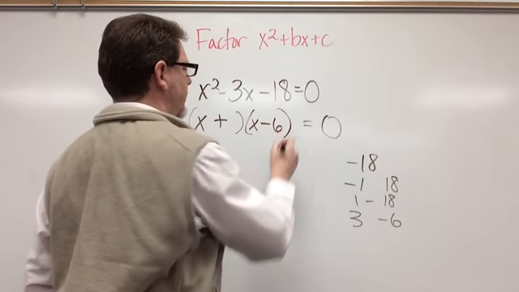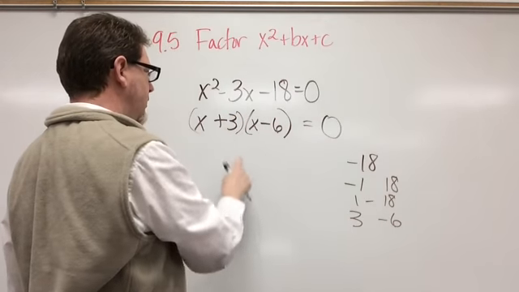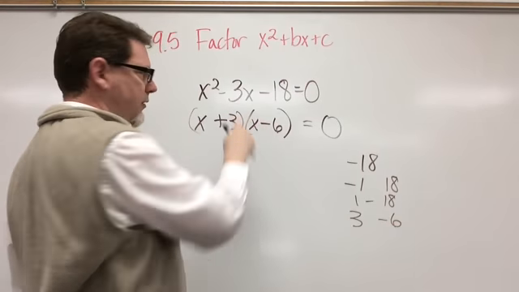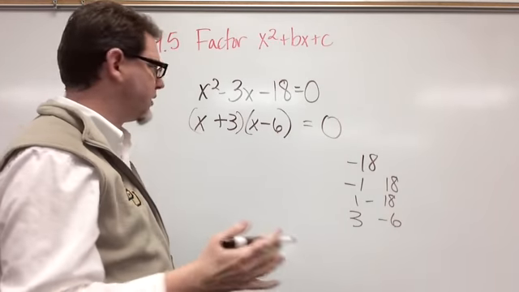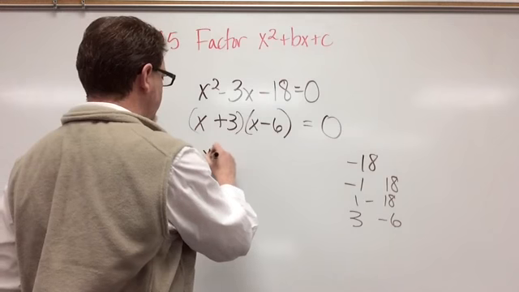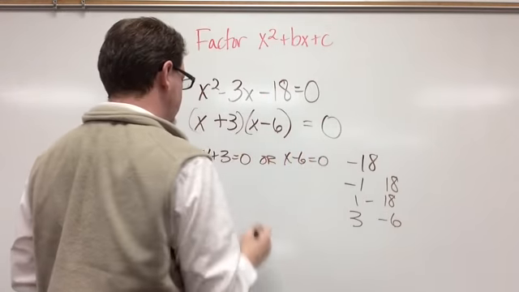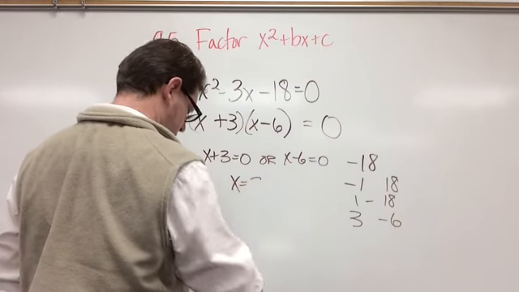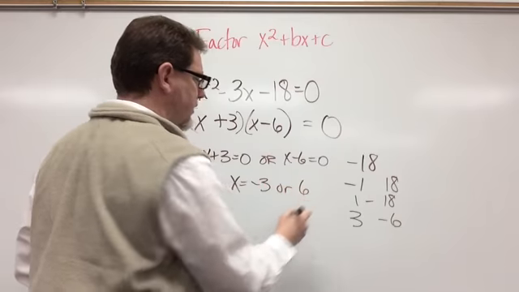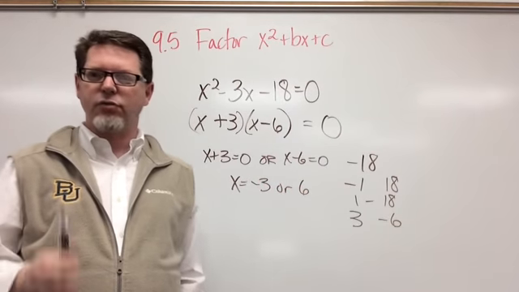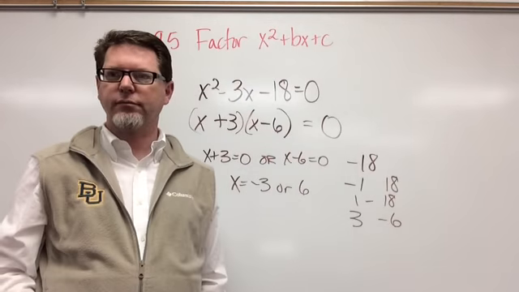Positive 3, negative 6. Because 3 times negative 6 is negative 18, 3 minus 6 is negative 3, and there we have our two binomial factors. So now to solve the equation, I set up two different equations. x plus 3 equals 0, or x minus 6 equals 0. So x equals negative 3 or positive 6. So the solutions to this equation would be negative 3 or 6 to make that a true statement.